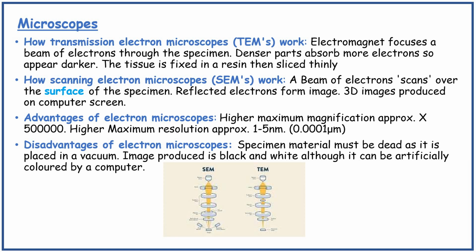Advantages of electron microscopes. They have a higher maximum magnification of approximately times 500,000 and a higher maximum resolution of approximately 1 to 5 nanometres. Disadvantages of electron microscopes are the specimen material must be dead as it is placed in a vacuum. The image is produced in black and white, although it can be artificially coloured by a computer afterwards.